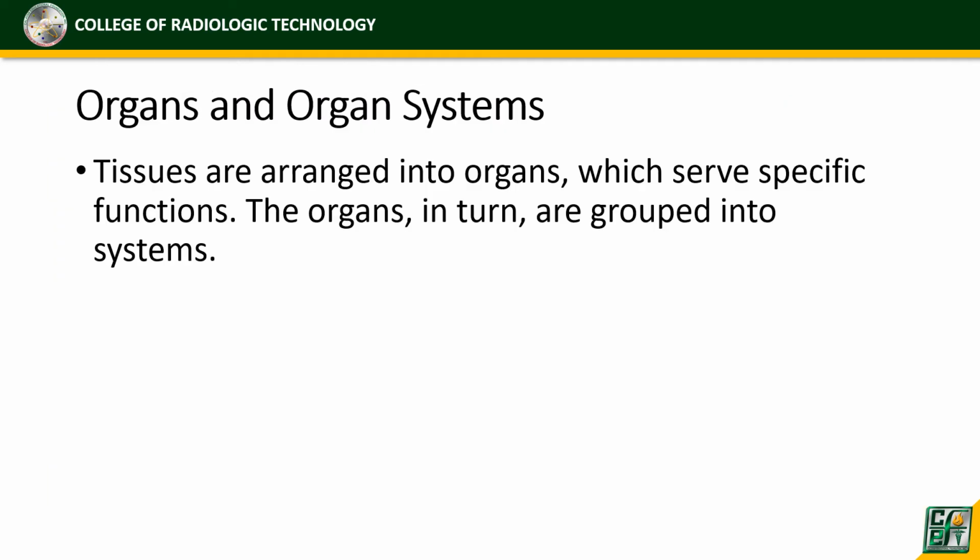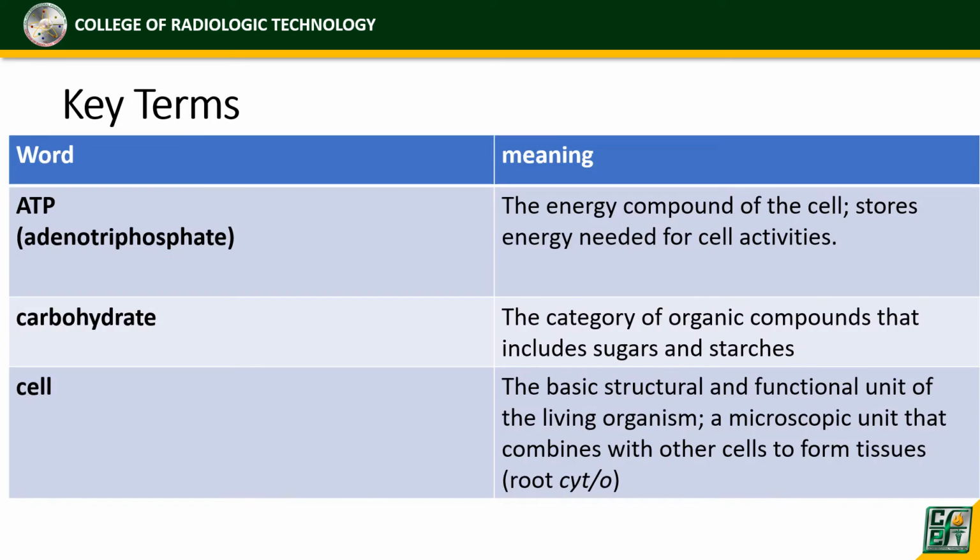Now we move to organ and organ systems. An organ is composed of two or more tissues with the same function. Two or more organs with similar function, when grouped together, are called organ systems. So we have the following key terms: ATP, or adenosine triphosphate, which is an energy compound of the cell. It is stored energy needed for cellular activity.